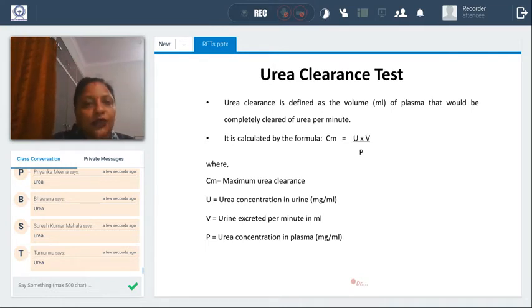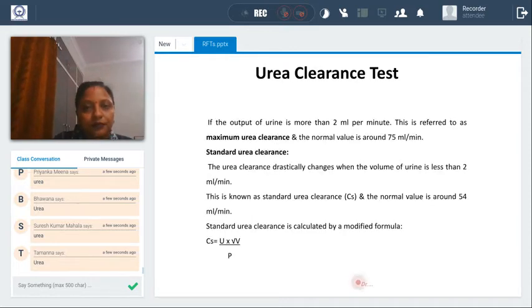What is urea clearance? Urea clearance is defined as the volume of plasma that would be completely cleared of urea per minute. It is calculated by the formula Cm, that is maximum urea clearance, is equal to U into V upon P. Same formula here, Cm is maximum urea clearance. If the output of urine is more than 2 ml per minute, this is referred to as maximum urea clearance. You have to remember this. And the normal value is around 75 ml per minute.